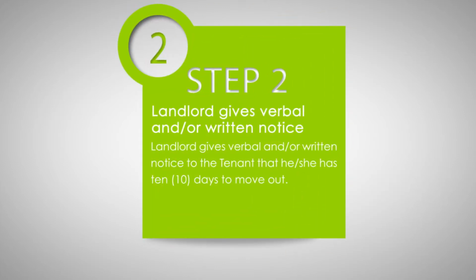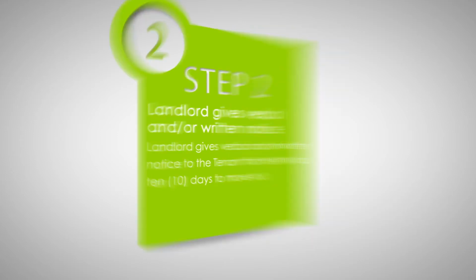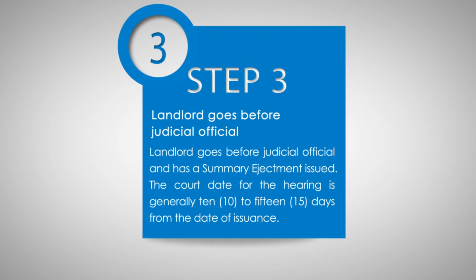Step number 2. Landlord gives verbal and/or written notice to the tenant that he or she has 10 days to move out. Step number 3. Landlord goes before judicial official and has a summary ejectment issued. The court date for the hearing is generally 10 to 15 days from the date of issuance.